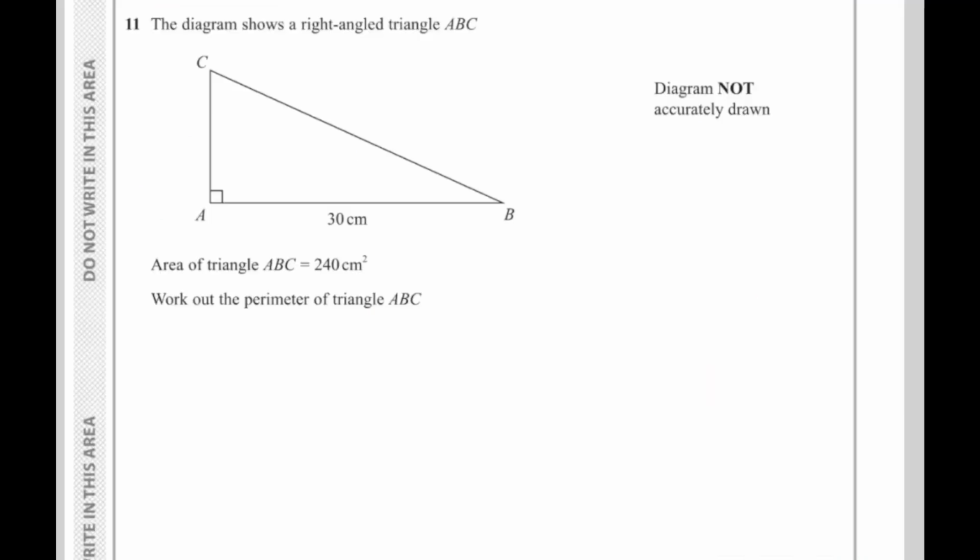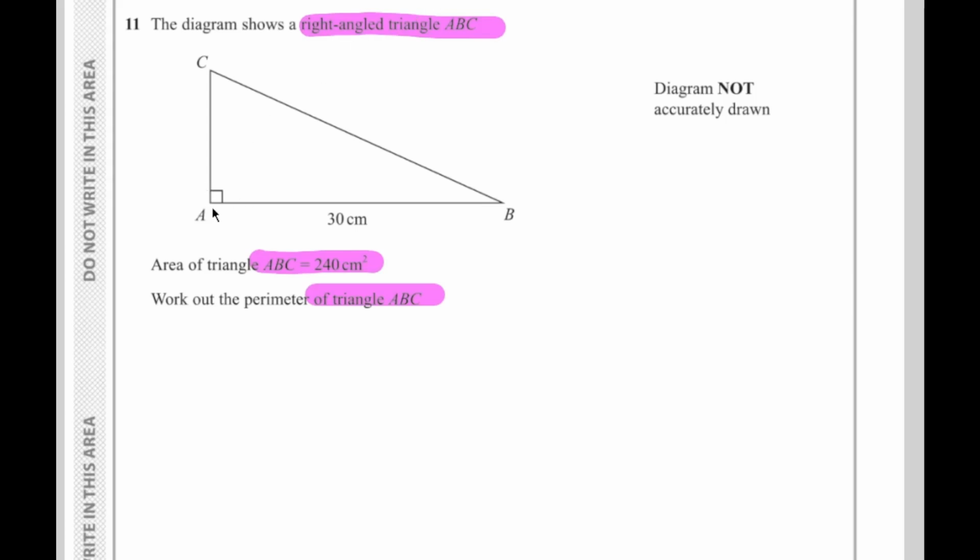Question 11. The diagram shows a right angle triangle ABC. The area of triangle ABC is 240 square centimeters. Work out the perimeter of the triangle ABC. Right, I need to get the perimeter. So what's the meaning of perimeter? Adding up all three sides of the triangle. Then I have to have all three sides.